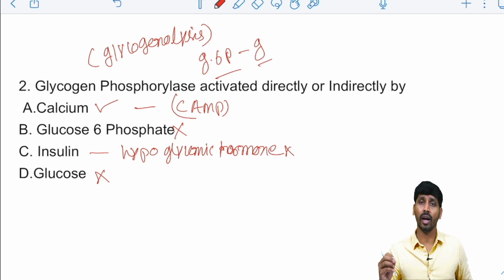So what happens is, to get the energy, the released calcium will stimulate glycogen phosphorylase to break down the glycogen to release glucose 6-phosphate and glucose, which will enter into glycolysis to provide ATP. So that is the purpose. So that's why the answer is calcium.